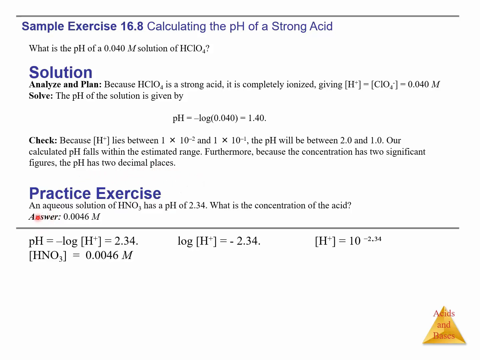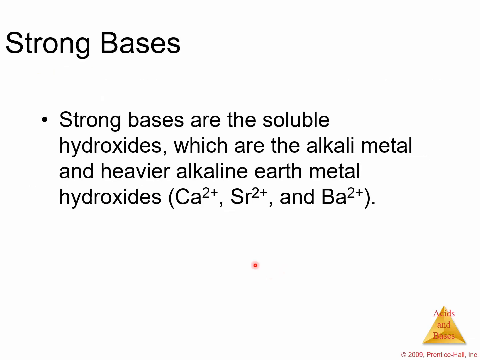Now, practice exercise. An aqueous solution of HNO3 has a pH of 2.34. What is the concentration of the acid? Here, pH equals minus log the molar concentration of H+, which equals 2.34. We multiply by negative on both sides, and then we get the molar concentration of H+ equals 10 to the minus 2.34, and this value will equal the concentration of HNO3, which is equal to 0.0046 molar.